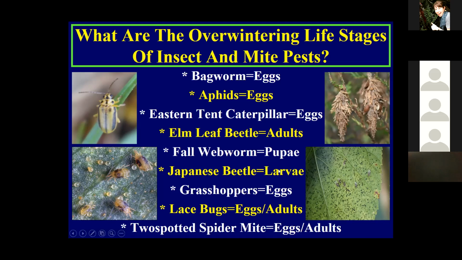Japanese beetle populations are declining. Grasshoppers overwinter as eggs. Lace bugs, which are out there now, overwinter as eggs or adults. And the two-spotted spider mite overwinters as either eggs or adults. So each insect or mite has an overwintering stage, and some of them actually have more than one, depending on the conditions.